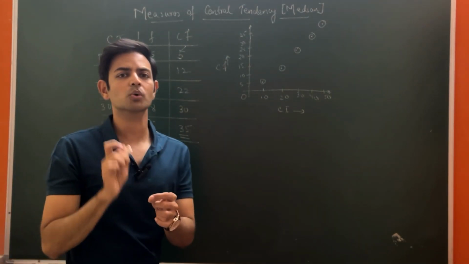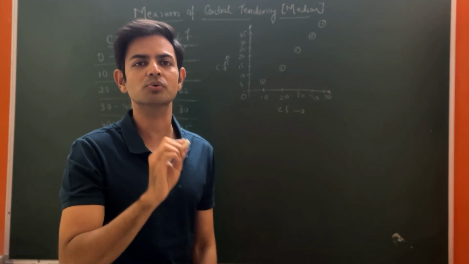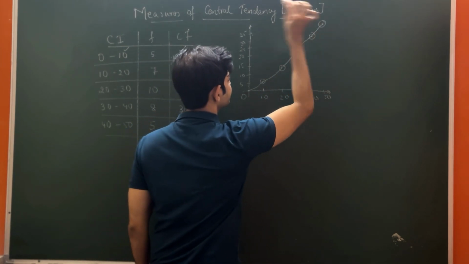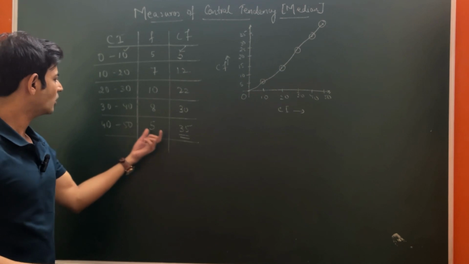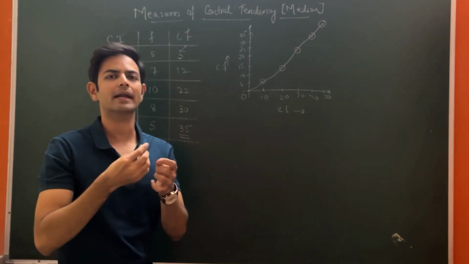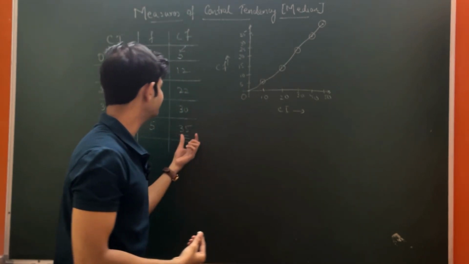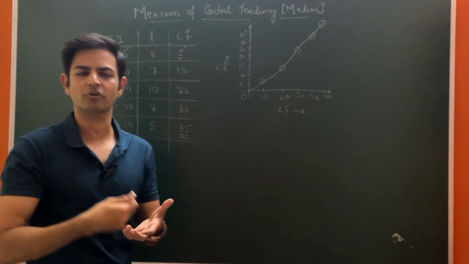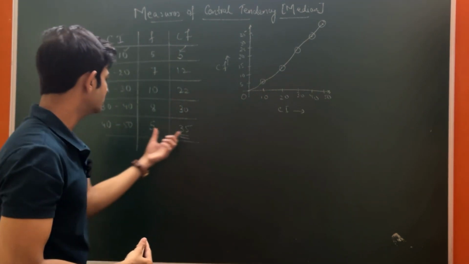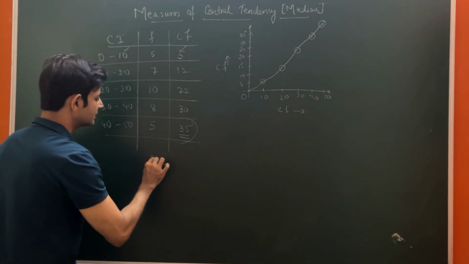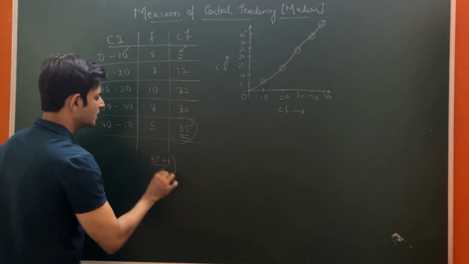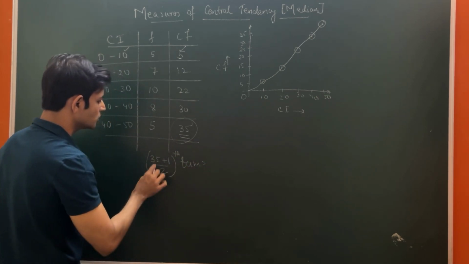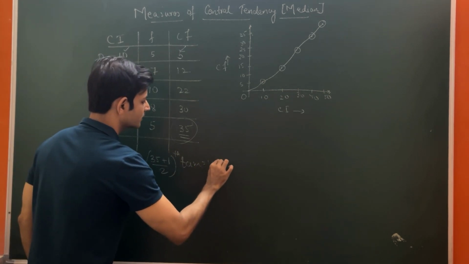Now remember, for the ogive, you have to draw a freehand curve. Don't use the scale. Just start with plotting the points like this. Now, because the number of terms is odd here, we'll go for the (n plus 1) by 2th term. So 35 plus 1 by 2. In case it is even, you just have to go for the n by 2th term. In here we have an odd number, so it will be (35 plus 1) by 2th term, that is 36 by 2, that is the 18th term.